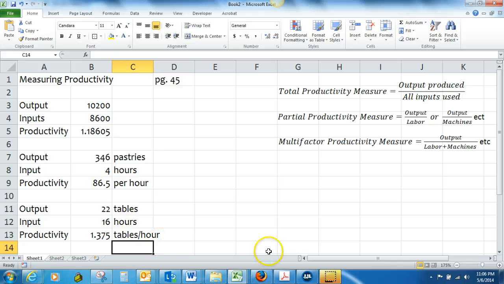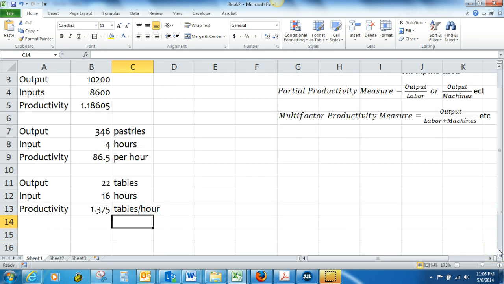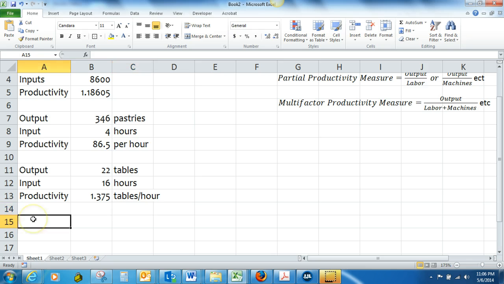And then finally, we would want to take a look at the multi-factor productivity measure. And this lets you pick and choose which items you're going to include in the productivity measure. Maybe you just want to look at labor and machines, or maybe you want to look at labor and capital, or labor, capital, and energy. So it just depends on what you want to compute in there. So in this example, it says sometimes we need to compute productivity as a ratio of output relative to a group of inputs such as labor and materials. This is a measure of multi-factor productivity.